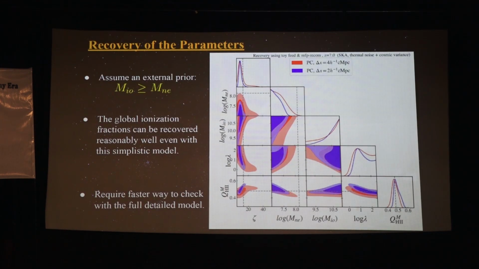And this is the plot. Here we can see that the recovery of the astrophysical parameters is not that good, that's true, but you can still get the ionization state accurate. So this is the advantage at the moment, but obviously we require a faster way to check with the full model.